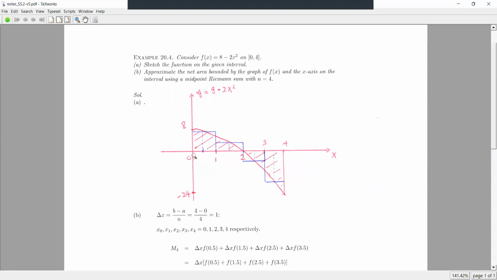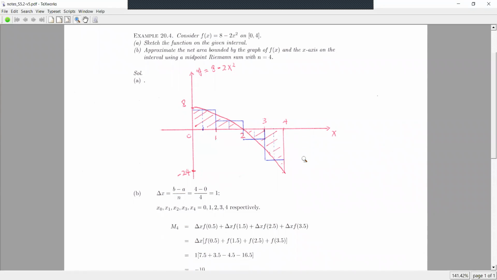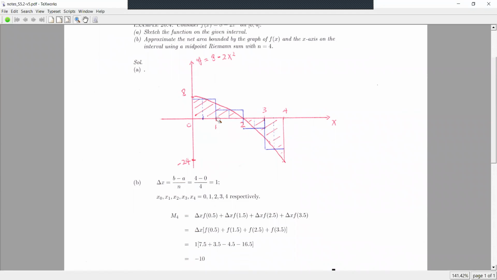First, we cut the interval 0 to 4 into 4 subintervals, evenly cut. The length of each subinterval is delta x. By the formula, it is b minus a over n. Now b is 4, a is 0, and n is 4. So the length, delta x, is 1. So the length of each subinterval is 1.